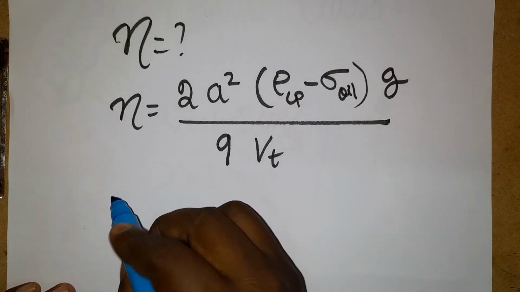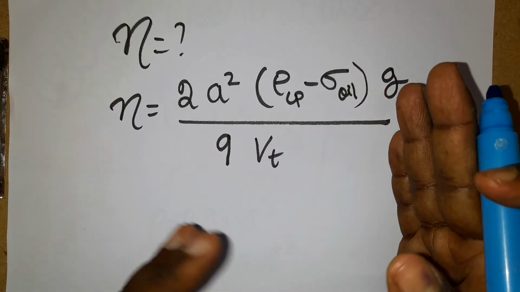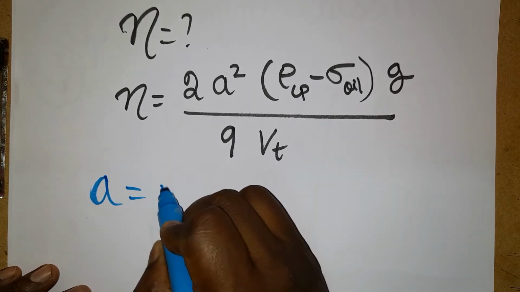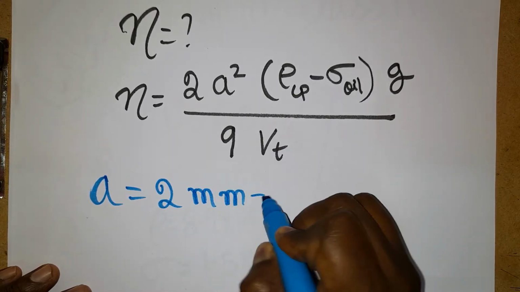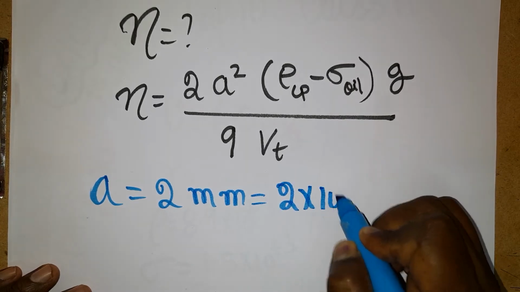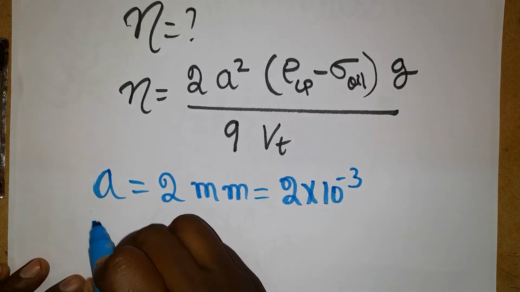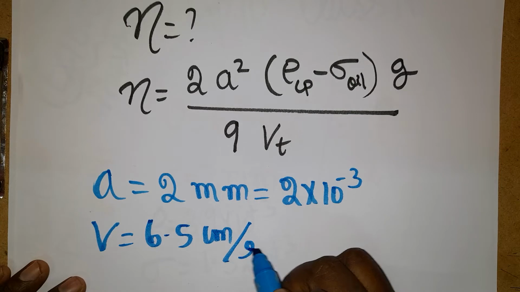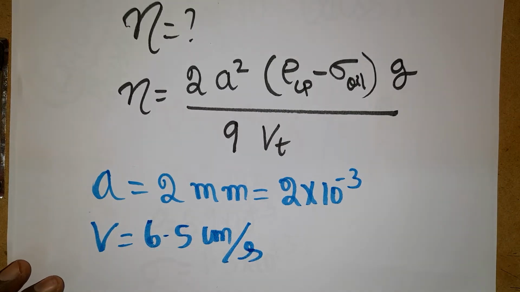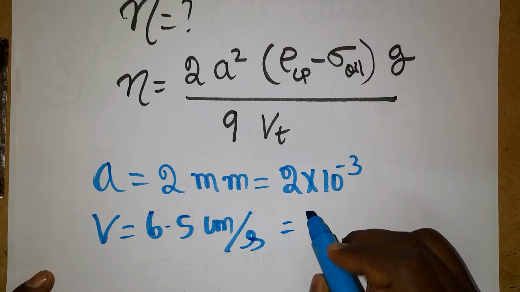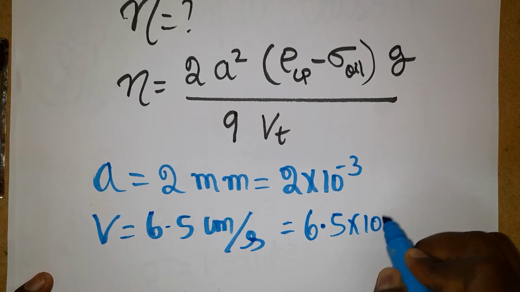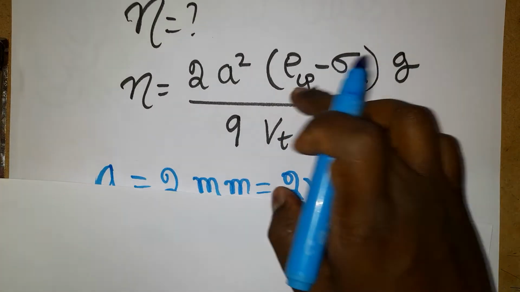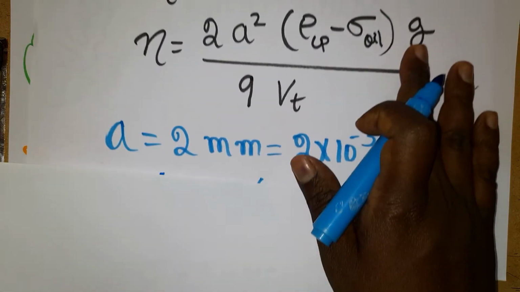First in this problem, we have to convert the units to SI, and only then can we solve. The radius is 2 millimeter. Millimeter to meter is 10 power minus 3, so 2 into 10 power minus 3. Velocity is given as 6.5 centimeter per second. Centimeter to meter is 10 power minus 2, so 6.5 into 10 power minus 2 meter per second. All the units I am changing to the MKS system. This one is already in MKS. Gravity is 9.8.